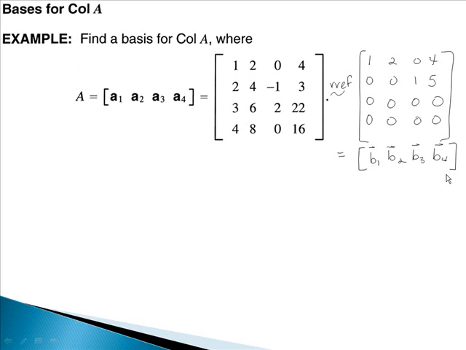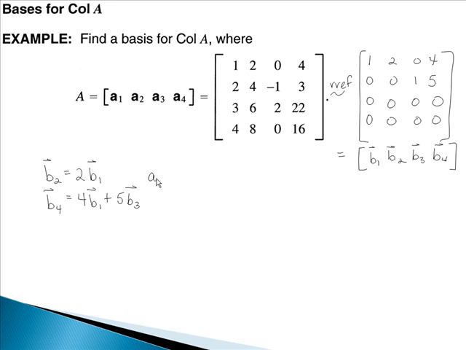Now, in looking at this, we can see that the second column here is a multiple of the first. So B2 is simply 2 times B1. And we can also see that our fourth column is a linear combination of the first and the third. So B4 is equal to 4 times B1 plus 5 times B3.